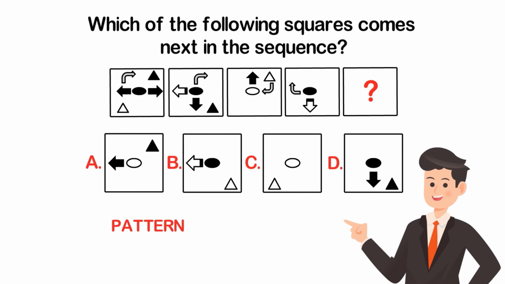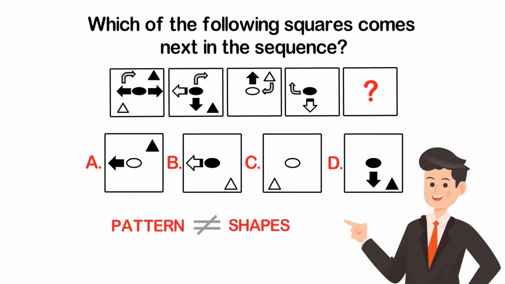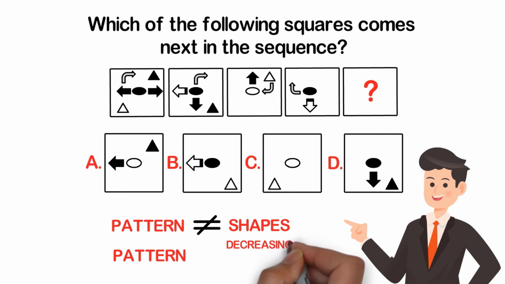As I mentioned, test writers are trying to trick you. And in this particular case, there is no pattern within the shape. It's all random. No matter how hard you try, you will not be able to determine any patterns among those small shapes. The pattern here is the decreasing number of shapes.